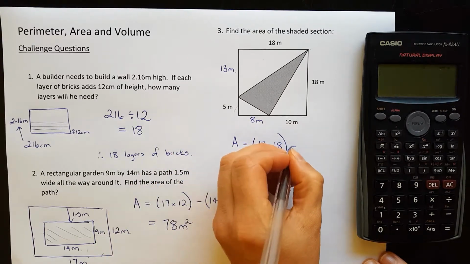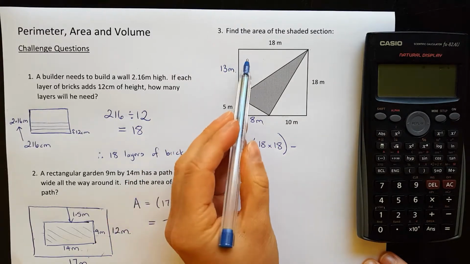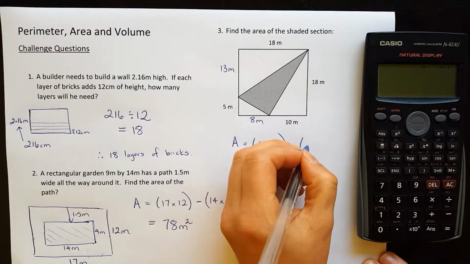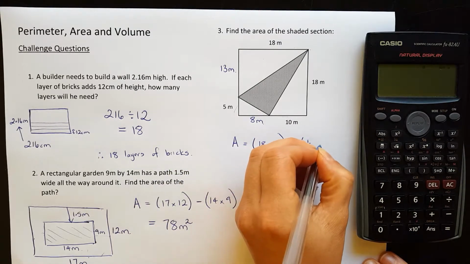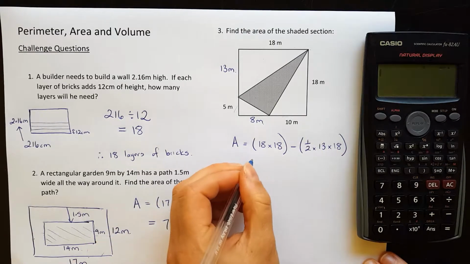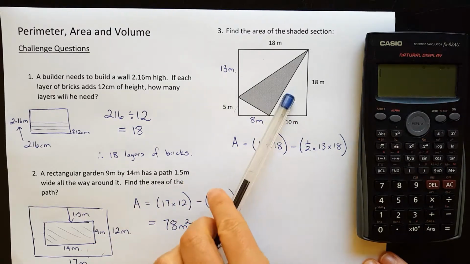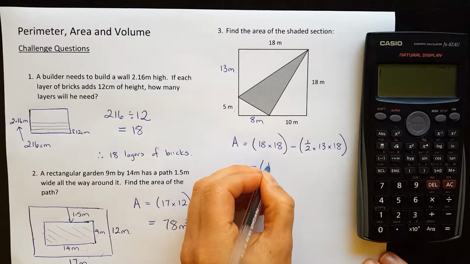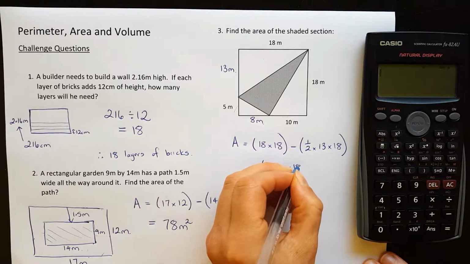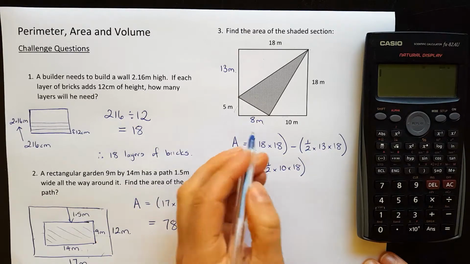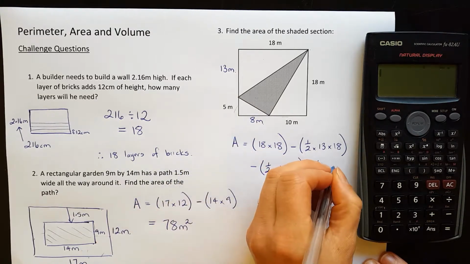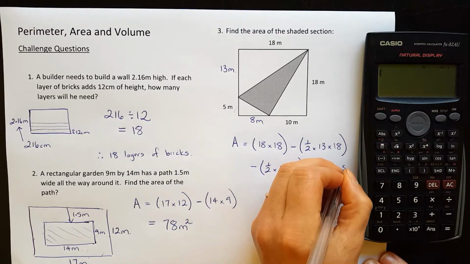Then I subtract off the 3 triangles. Let's start with this big one. So a triangle is half base times height. Half times 13 times 18. Now let's subtract off this triangle. Half times 10 times 18. Now subtract off the little triangle. Half times 5 times 8.